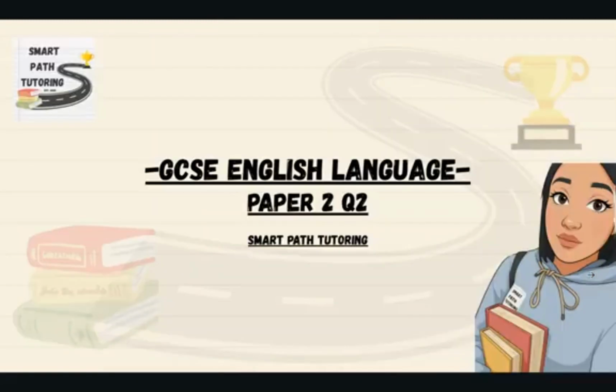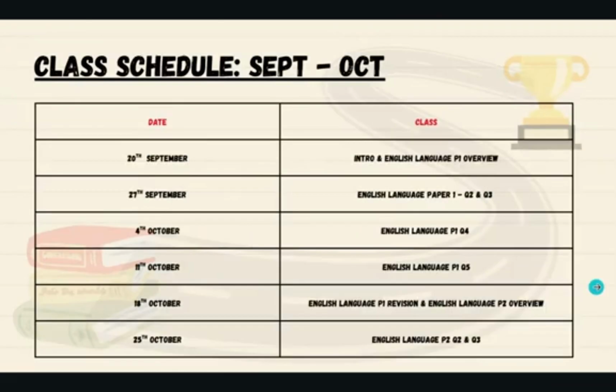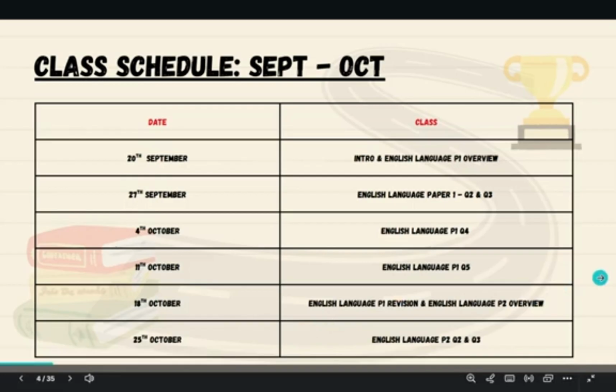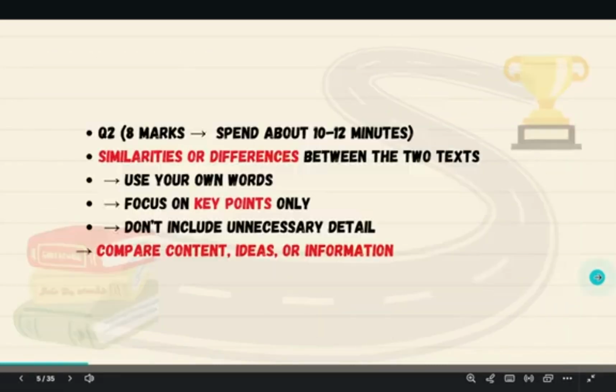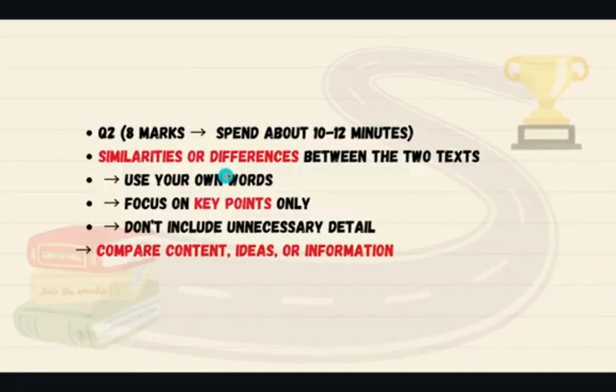In this video we're going to do some GCSE English language work and we're going to look at paper 2 question 2. So if we look at the schedule, you can see we're on this day over here, and paper 2 question 2 is a similarities or difference question between 2 texts. So this question is worth 8 marks and I would recommend spending about 10 to 12 minutes on this question.